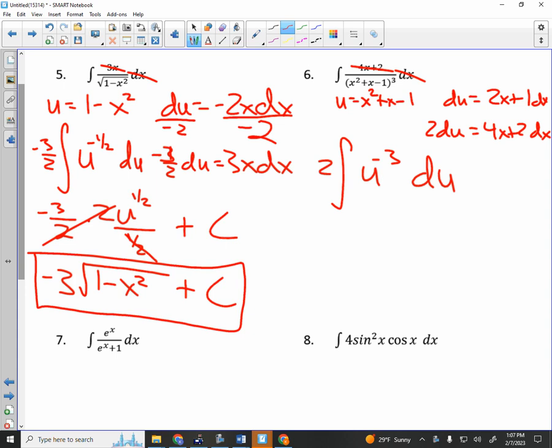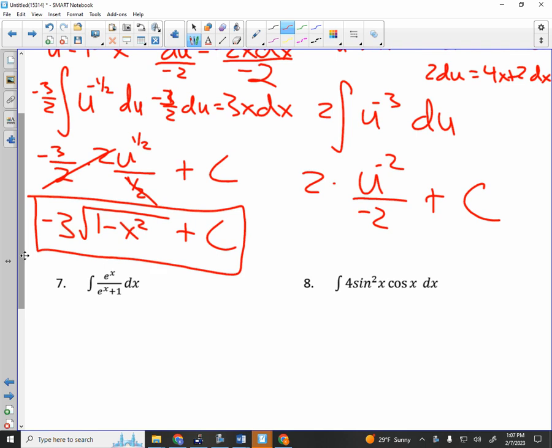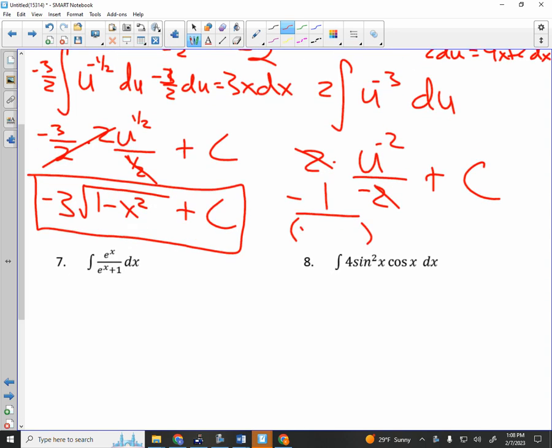All right. Pause. Check it out. Did you get 2 integral u to the negative 3rd? So then we have 2 times the antiderivative of u to the negative 3rd is u to the negative 2 divided by negative 2. So notice in this situation that the 2's will cancel there, and you get negative 1 over the quantity x squared plus x minus 1 squared in the denominator.